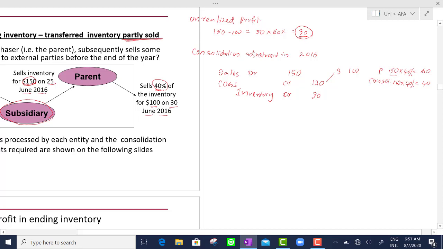But when we take the group's point of view, the cost of this transaction is 100. Out of that 40% has been sold to the external customer. Therefore the cost of sales from the group's point of view should be 40. Therefore it is clear the cost of sales of P company, the purchasing company or the parent company in this example, is overstated by 20, right?